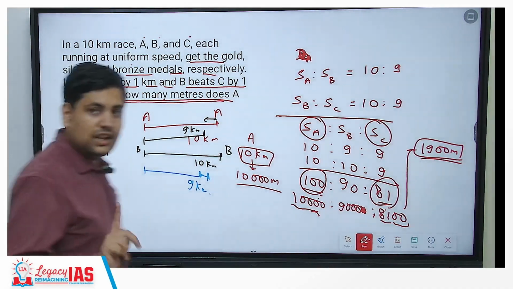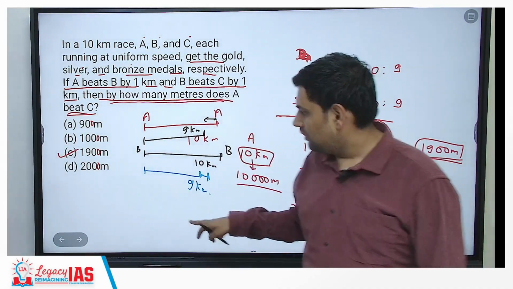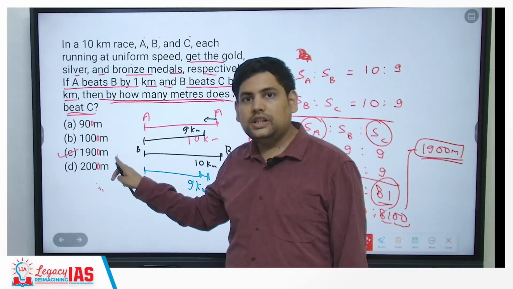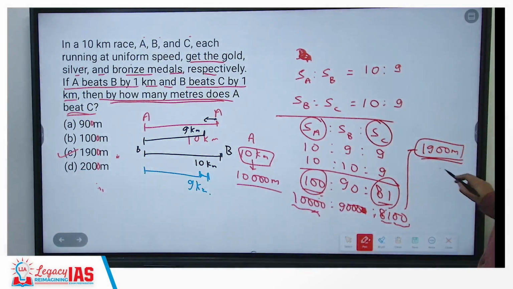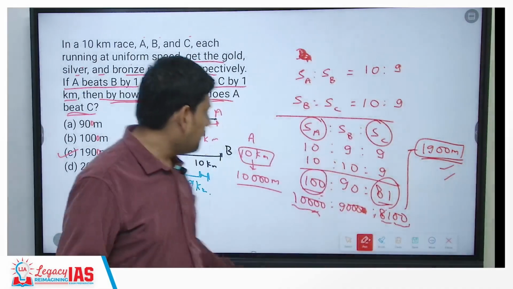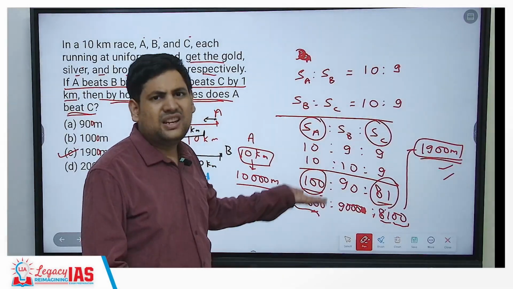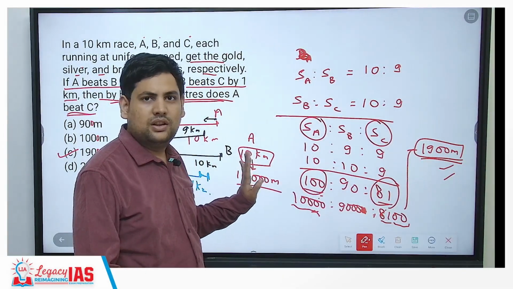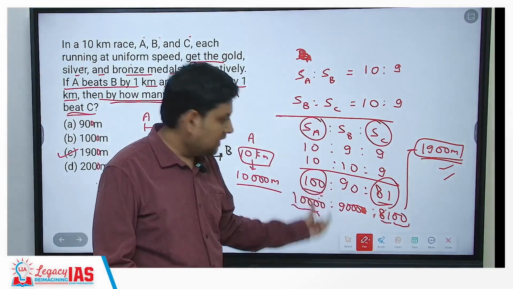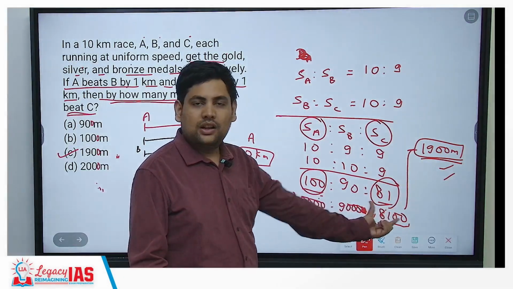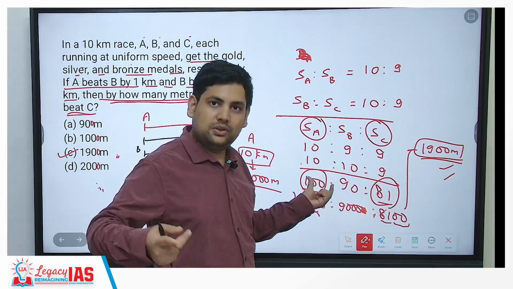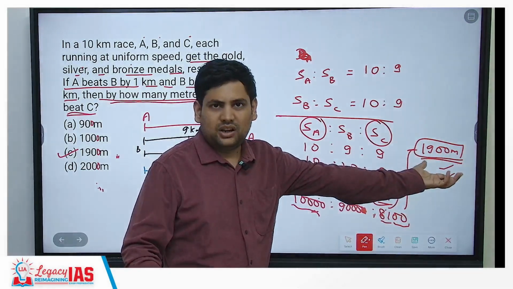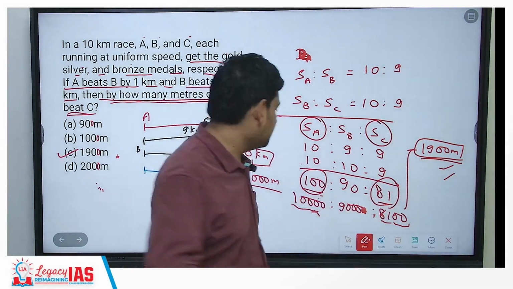That means A does not beat C by 2 kilometers, not 2000 meters, but by 1.9 kilometers. Understood the difference? So that is why the answer is 1900 meters. First you found the ratio of speed of A and speed of C, and then you can just find it using multiples. If in 100 meters it is leaving it 19 meters behind, then in 10,000 meters, or 100 times, it will be 1900 meters behind. That's it. Simple.